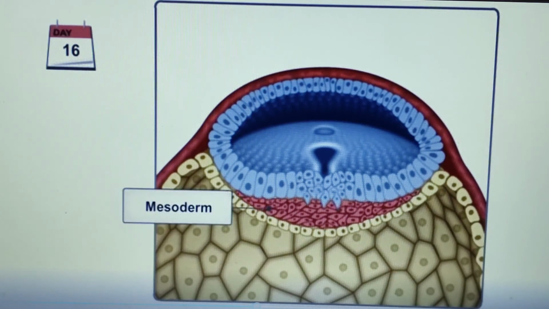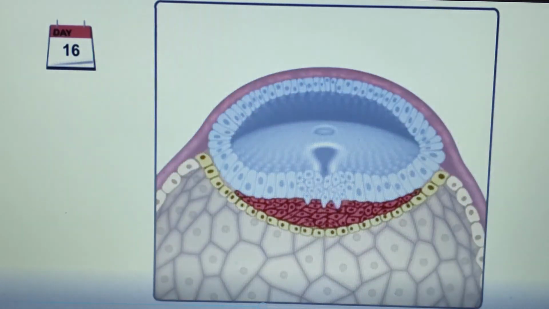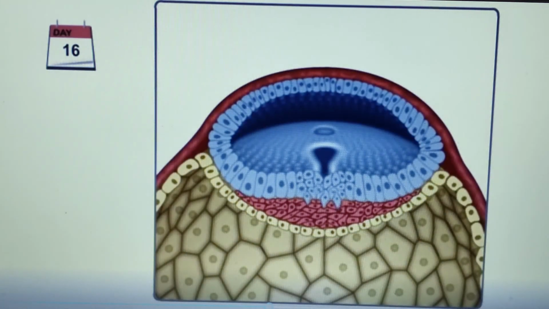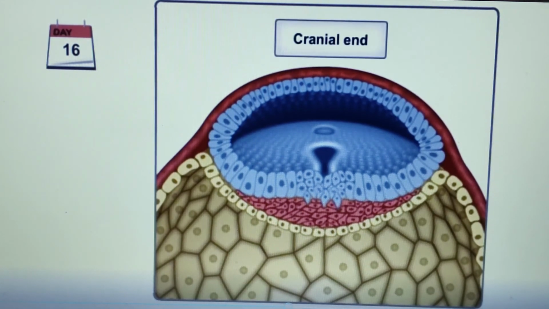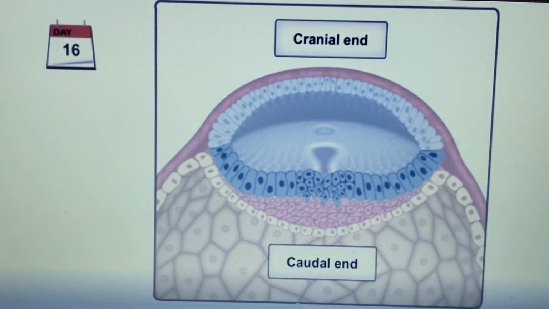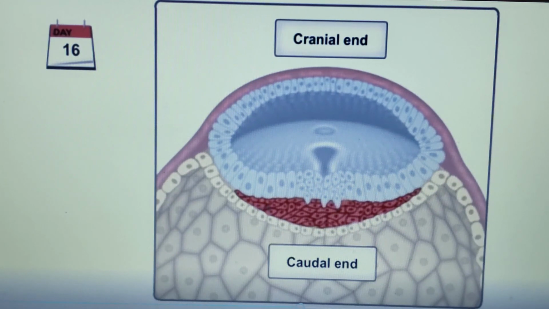After the formation of these three germ layers, ectoderm, mesoderm and endoderm, there is no more migration of the cells of the epiblast into the primitive groove. Thus, from these precursor cells, the different embryonic tissues are developed.